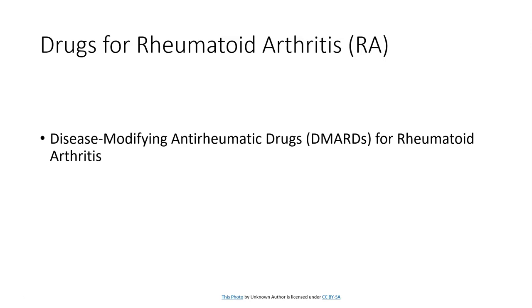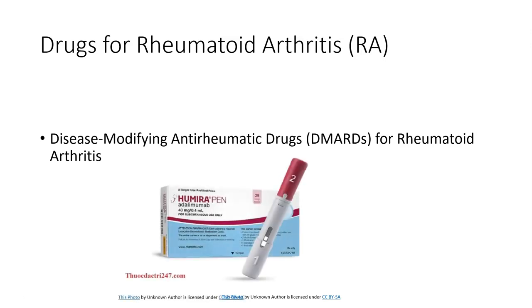Now, when we're talking about these DMARDs, we have some monoclonal antibodies, and we previously learned that a monoclonal antibody has the drug stem of MAB. This drug is adalimumab, so UMAB, and the drug is Humira, and this is given subcutaneously.